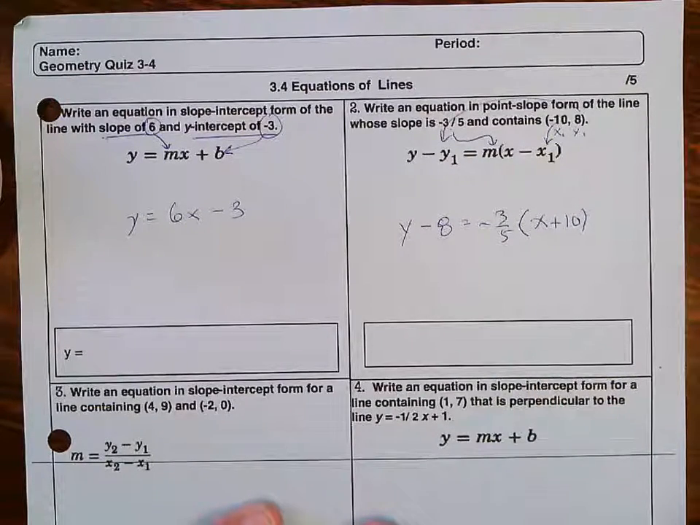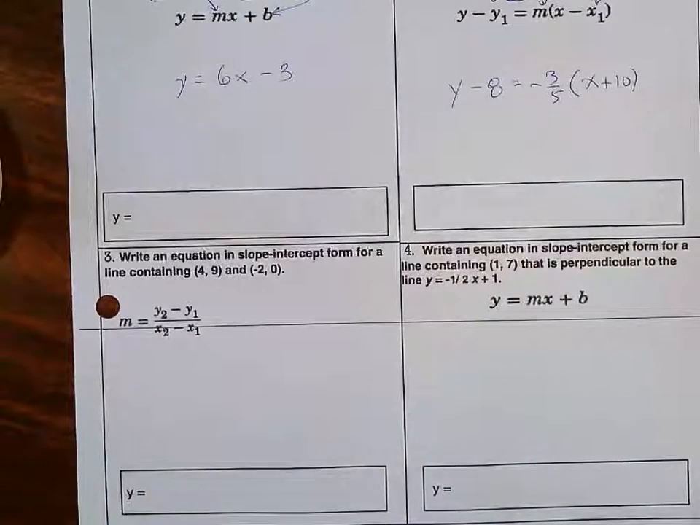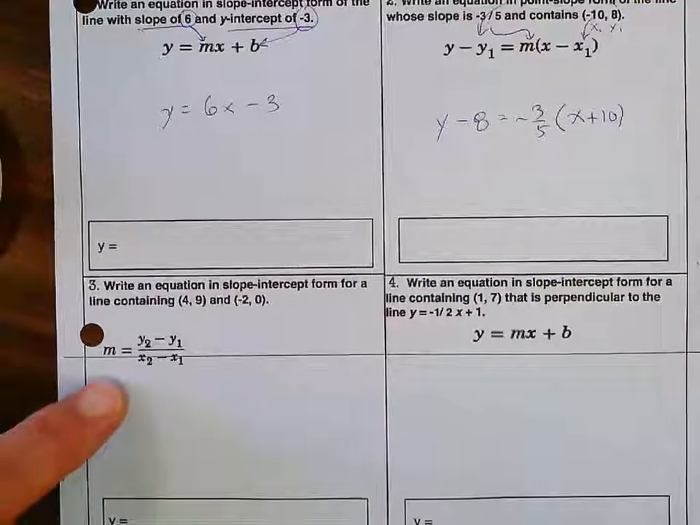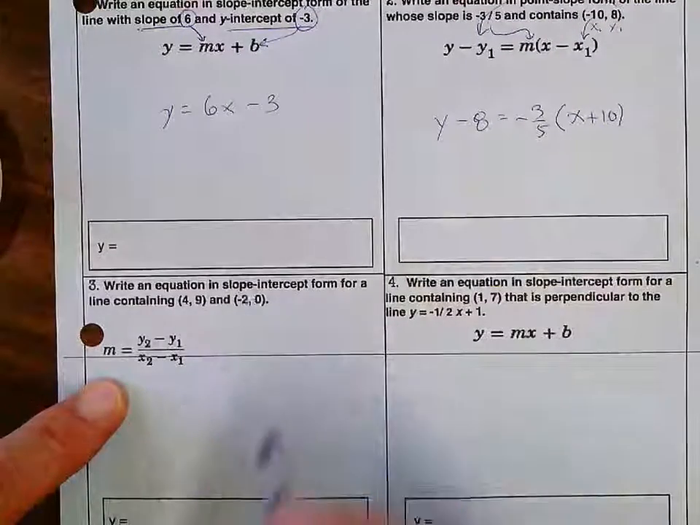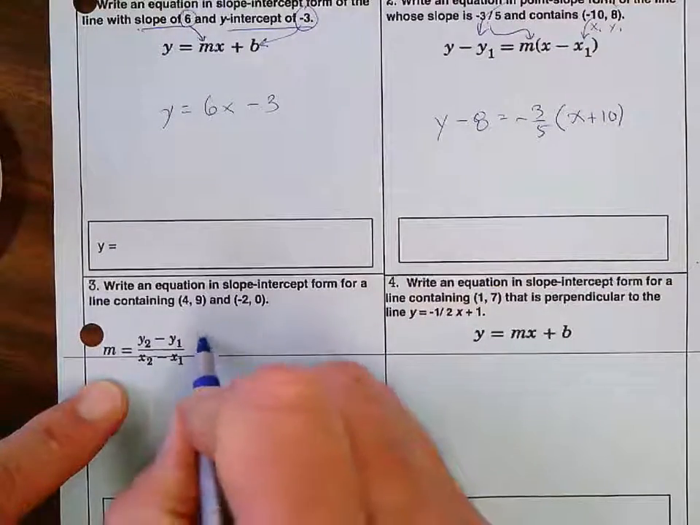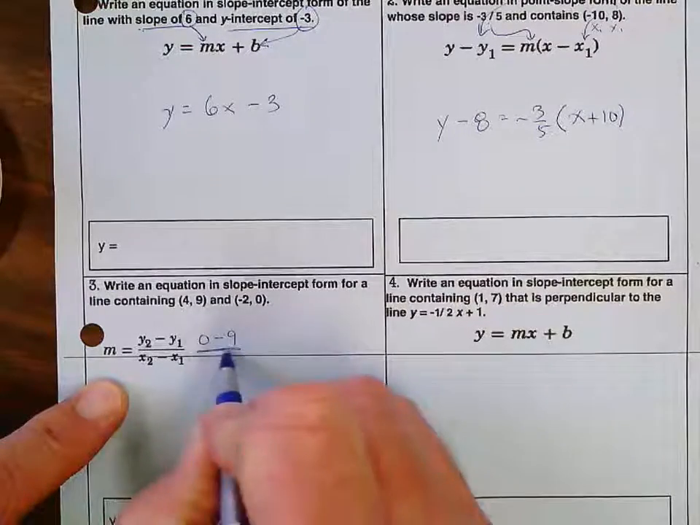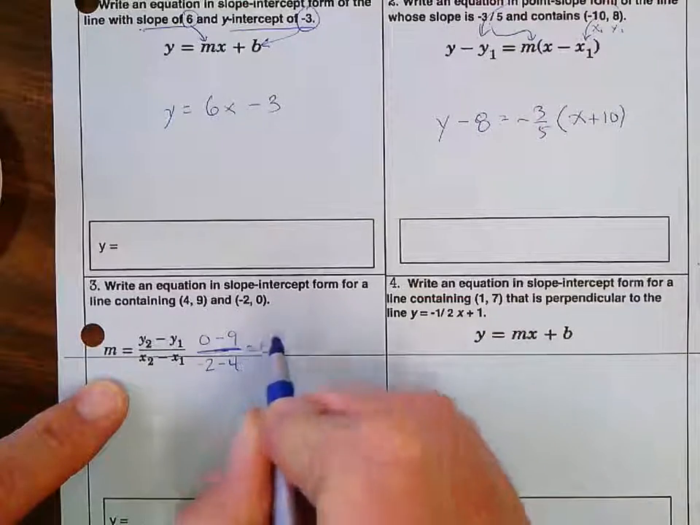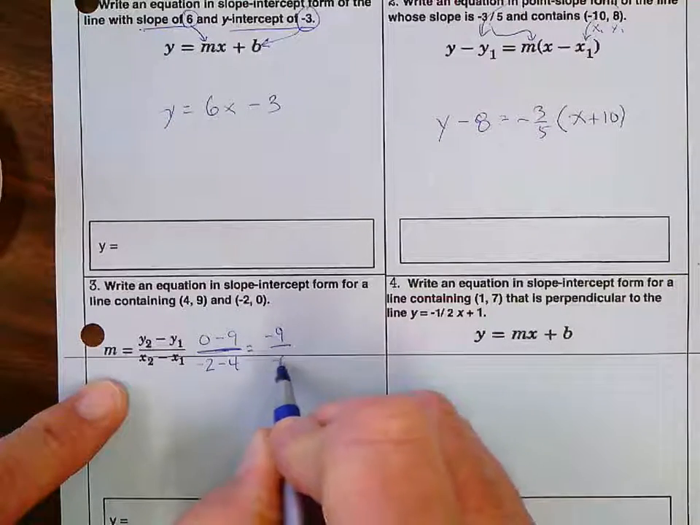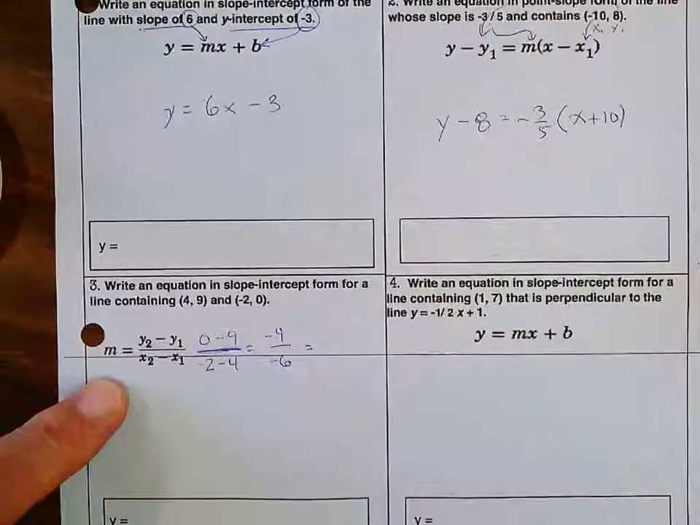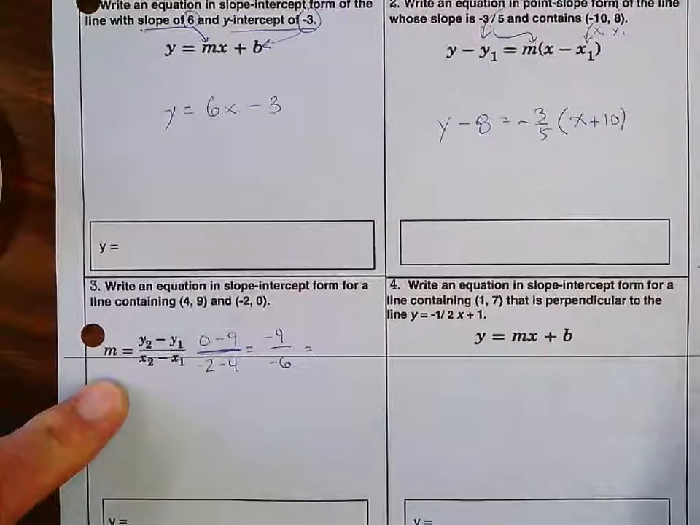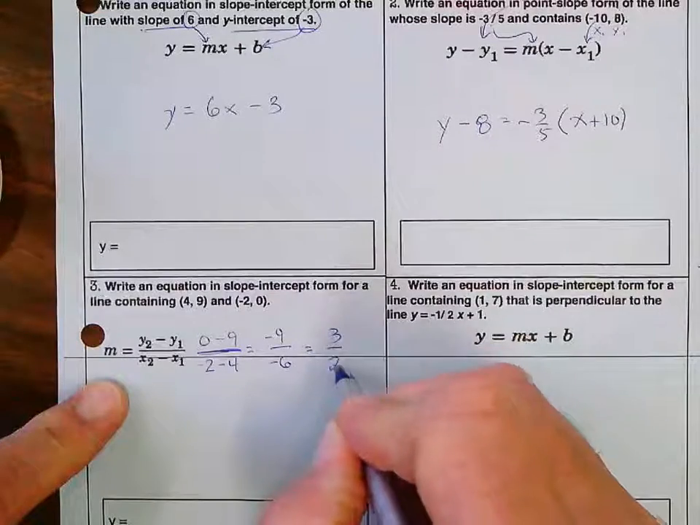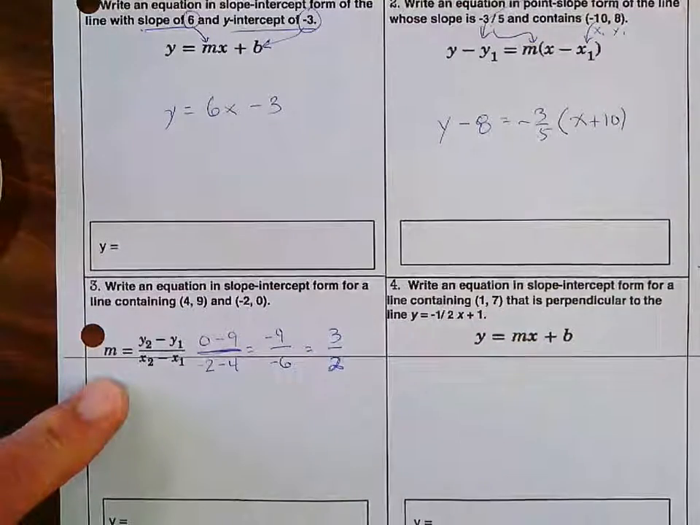Put it in point-slope. Now we take it up a notch. This problem, you have 2 points, so you can find your slope first. It's going to be 0 minus 9 divided by negative 2 minus 4. That gives me negative 9 over negative 6. First of all, it's a negative over a negative, so I know it's going to be positive. What number goes into both 9 and 6? 3 goes into 9 and 6, so I'm going to reduce this to 3 divided by 2, or 3/2. And that's my slope.